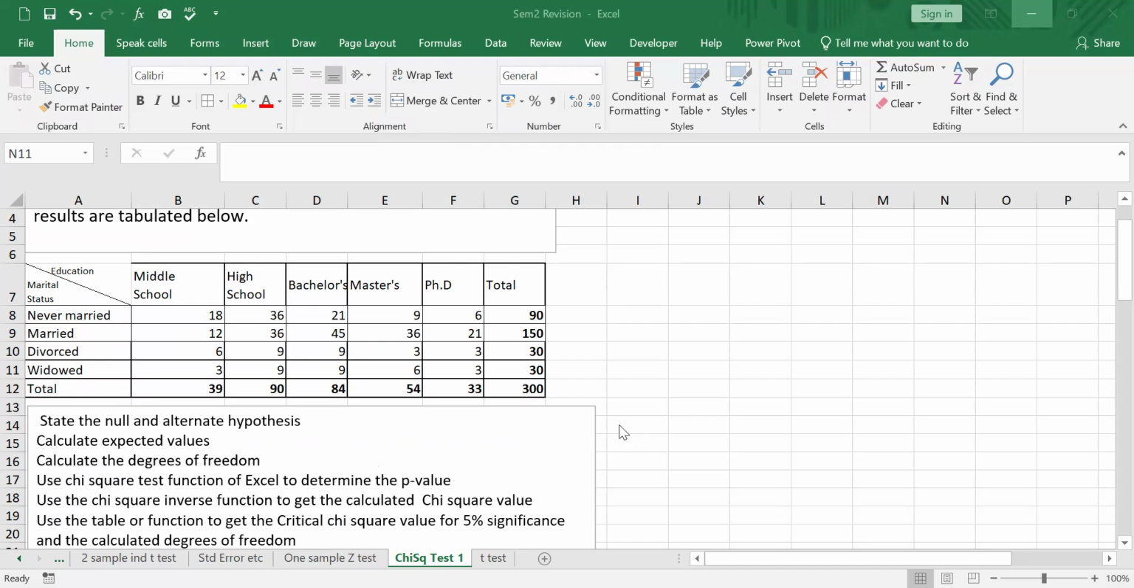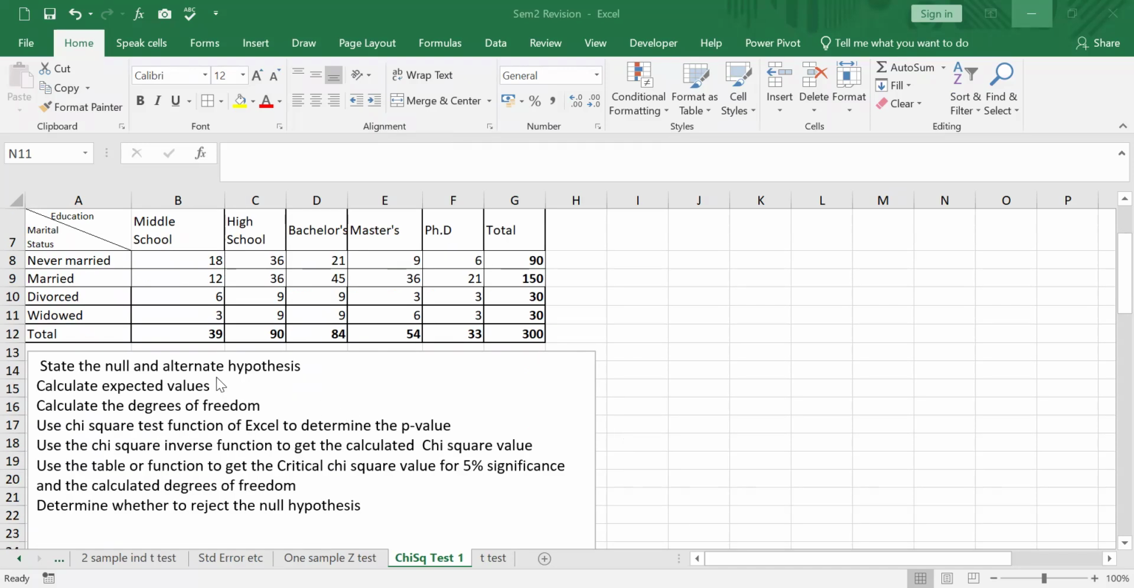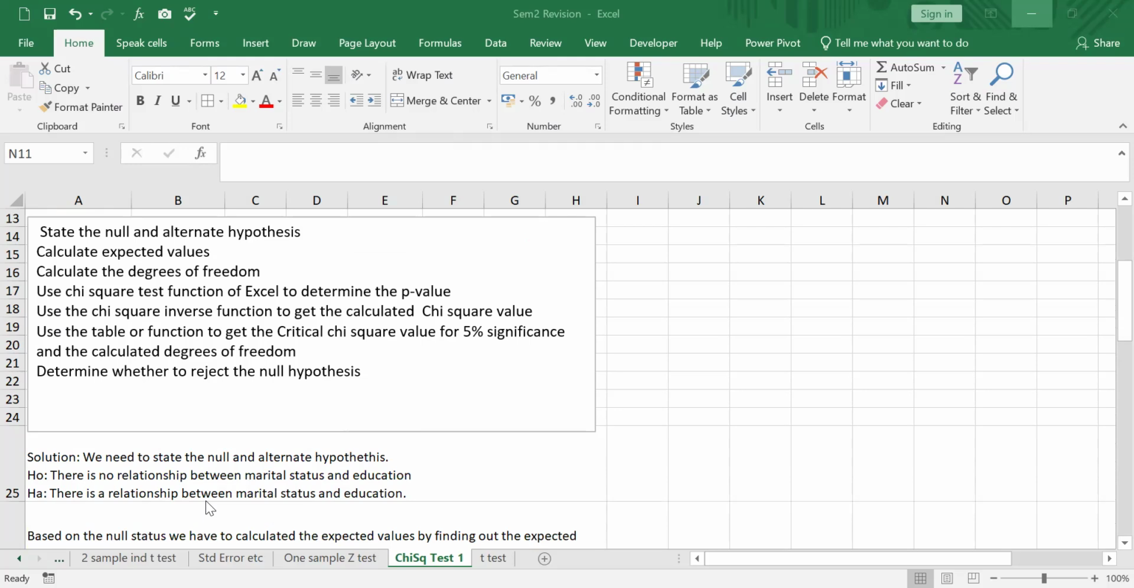Now, what is to be done? State the null and alternate hypothesis, calculate expected values, calculate degrees of freedom, use the chi-square test function of Excel to determine the p-value, and use it to find the chi-square value, etc. Now, what is the solution?